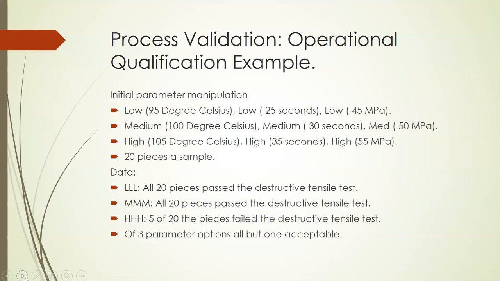In each manipulation, a sample which contained 20 pieces was run through the bond welder. A destructive test was carried out for each piece within the sample. The data showed that all the pieces in the low setting and the medium setting passed the destructive test. It was observed that 5 pieces from the sample of the high process parameter inputs failed. So the low setting and the medium setting passed the objective of the operational qualification.